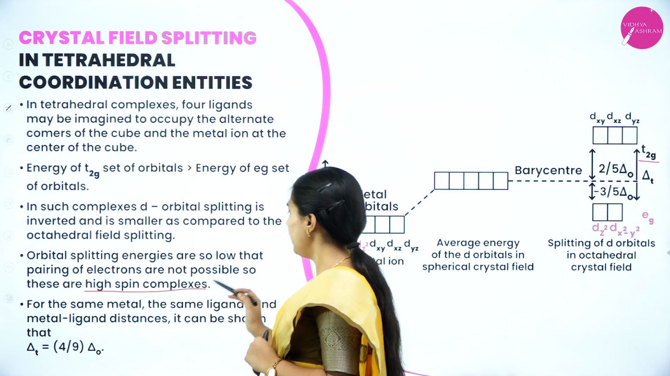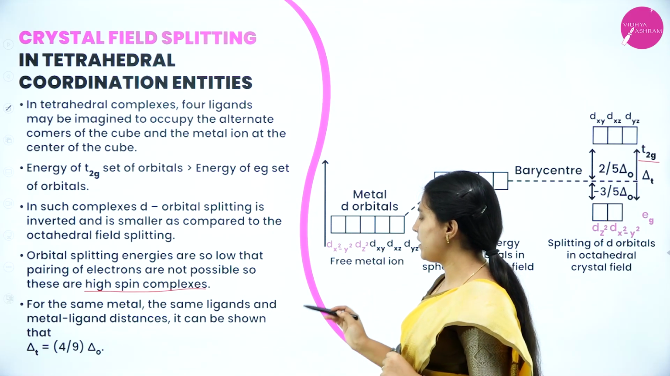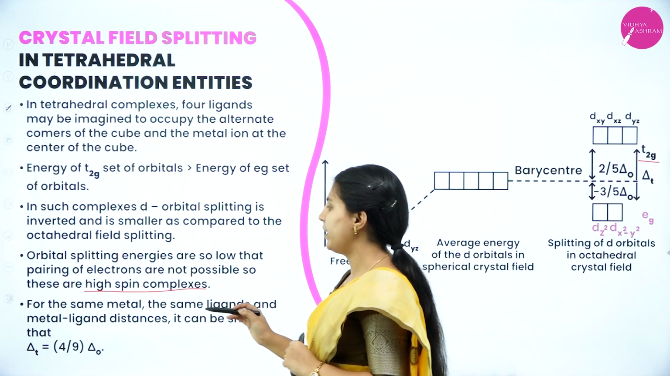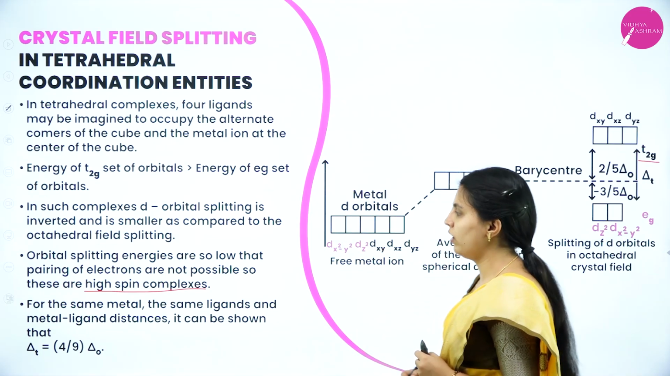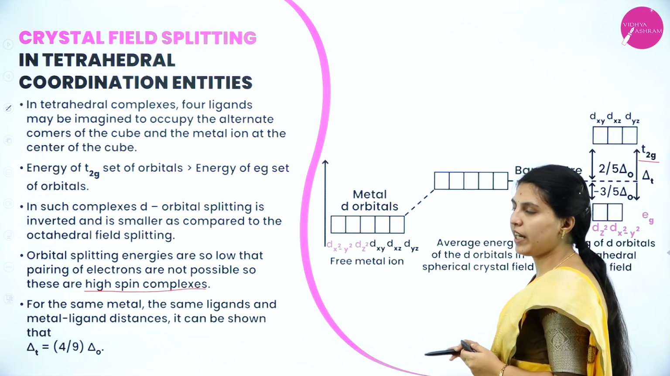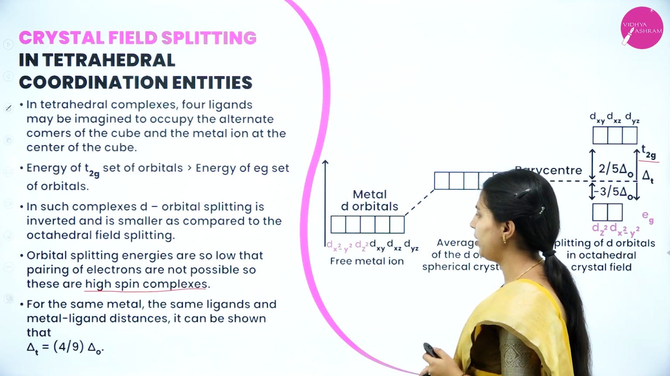For the same metal, the same ligands and metal ligand distances, it can be shown that delta T equals 4/9 delta naught. For same metal, same ligands and metal ligand distances, this is how much energy will be present.